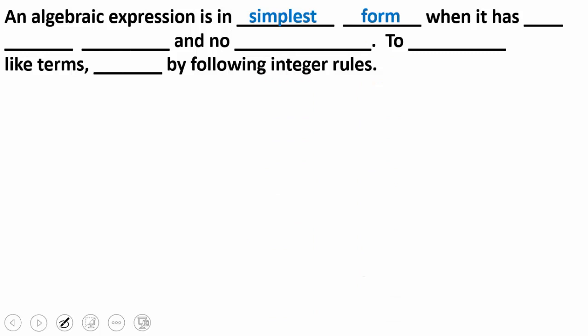An algebraic expression is in simplest form when we simplify it, it's in simplest form when it has no like terms. Okay? So when it has no like terms and has no parentheses, okay? And to simplify, to get rid of those like terms and parentheses, well, to get rid of the like terms, we combine them. How do we do that? We add them. We add them and we follow the integer rules.